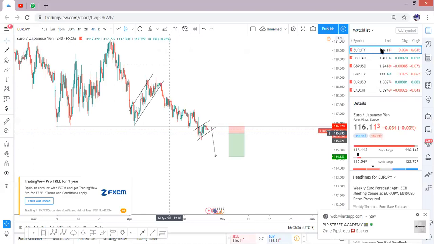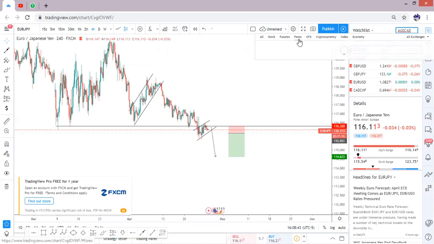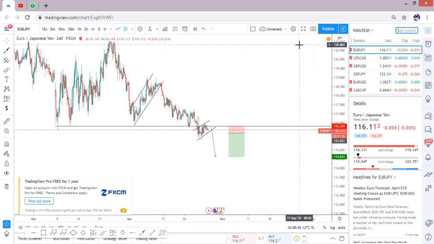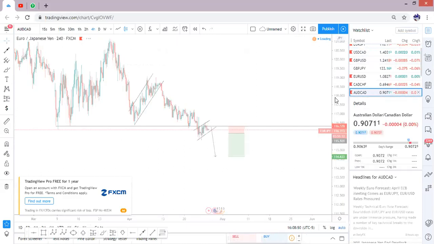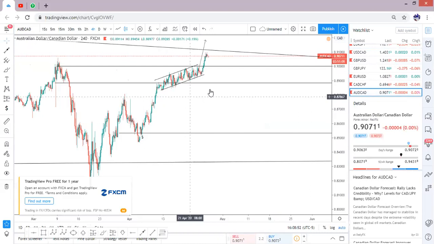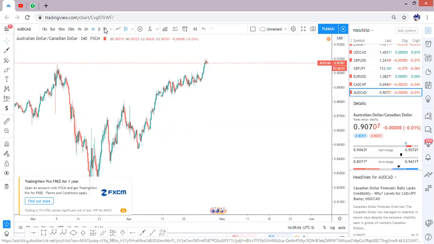So, the first pair we'll be looking at is EURAUD. I already have something here on EURAUD from last week. You can see it, guys, it played out nicely. But for today, I have to clear everything and start all over.